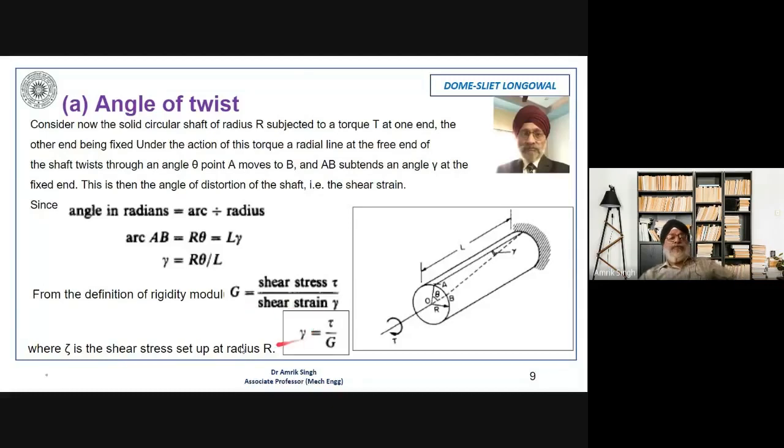So you see, this shear stress is tau, so both are the same. That means the shear strain, gamma, is equal to shear stress upon G. Or if you bring this to the denominator, G is equal to tau upon the shear strain.